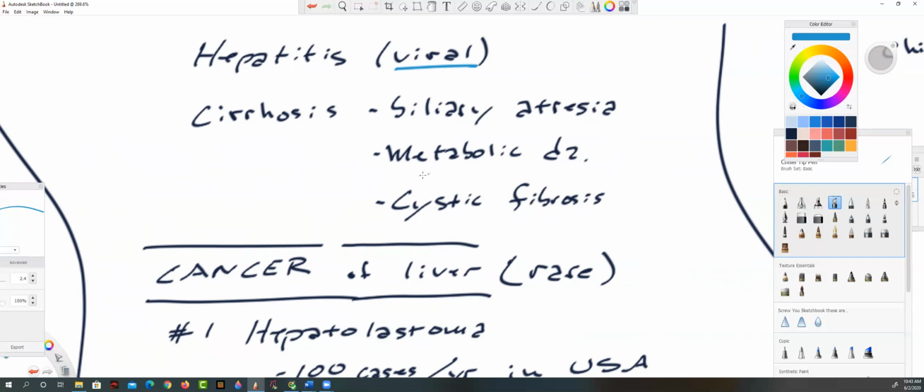Metabolic diseases, Wilson's disease, diseases where the liver is capturing too much copper or too much iron, that can lead to cirrhosis in the child. And cystic fibrosis, that is an overgrowth of very thick mucin.